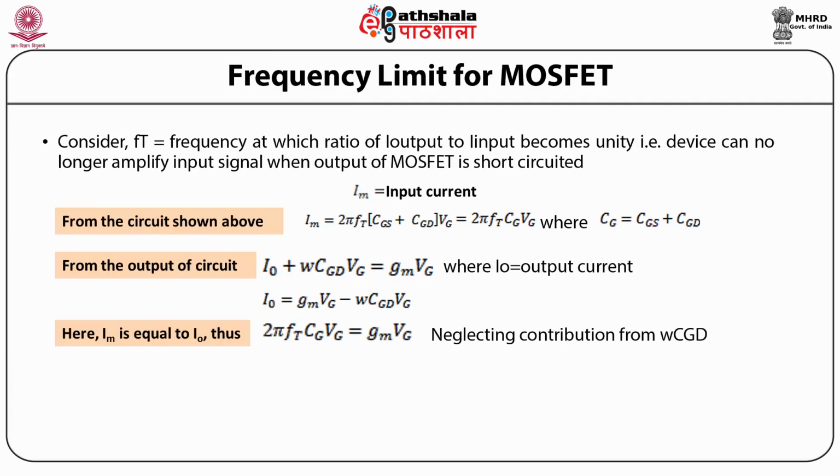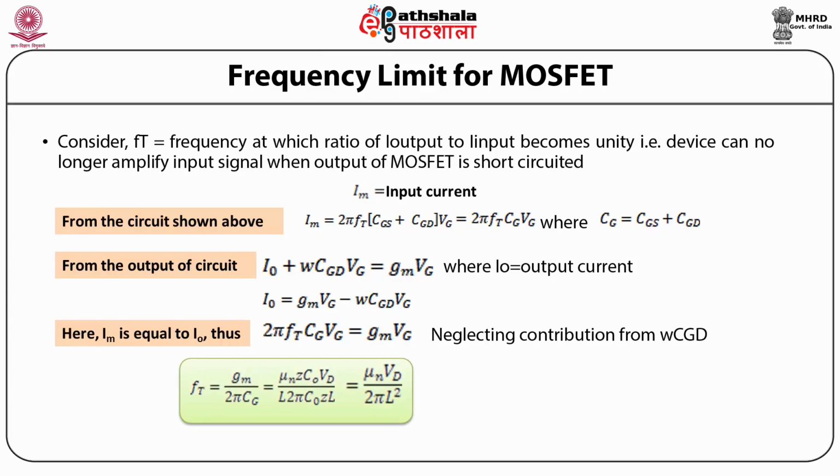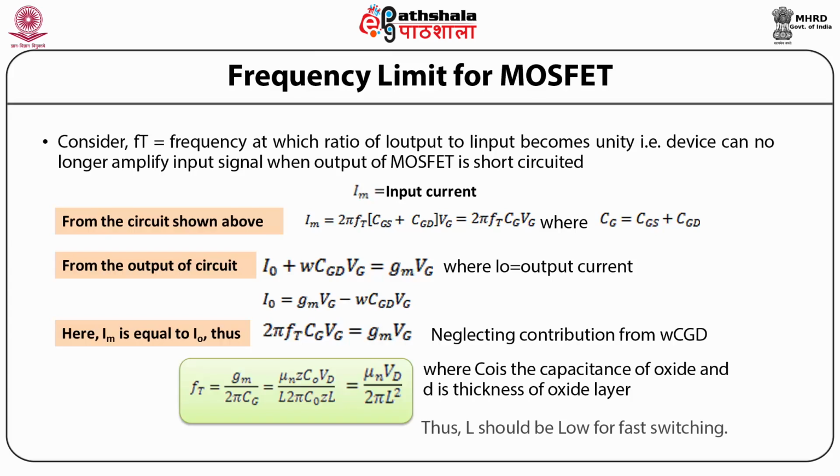Now neglecting the contribution from omega CGD, Ft is equal to Gm by 2 pi Cg, equal to mu n Z C0 Vd by 2 pi C0 Z L square, equal to mu n Vd by 2 pi L square, where C0 is the capacitance of the oxide and D is the thickness of the oxide layer. Now here L should be as low as possible for fast switching.